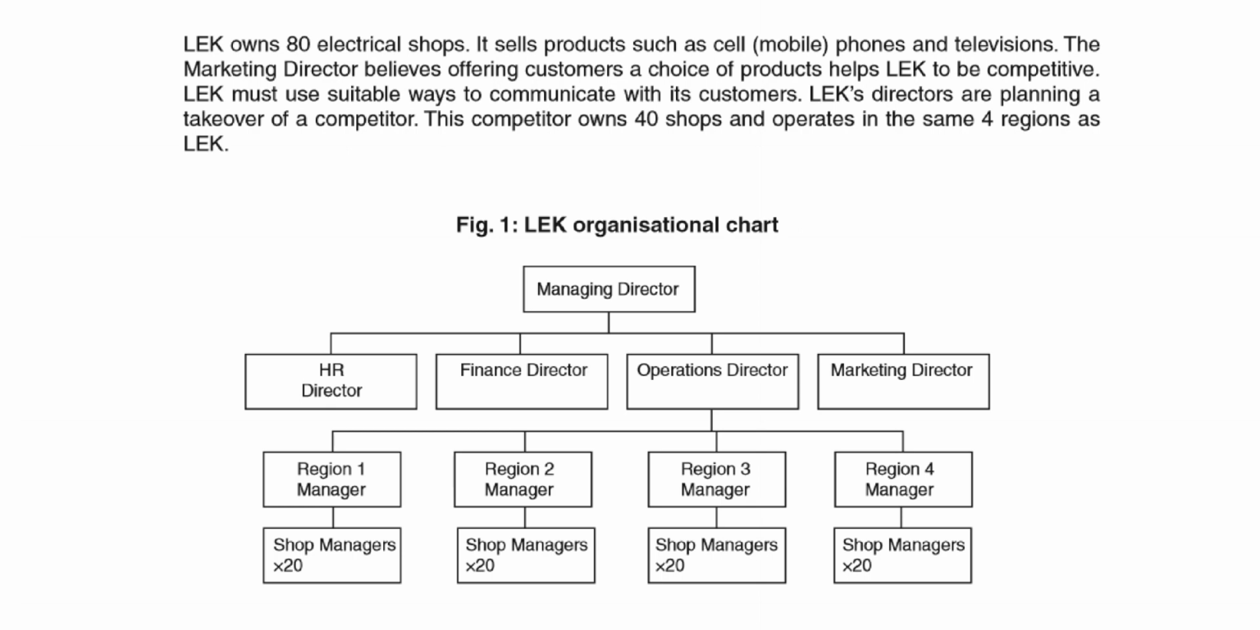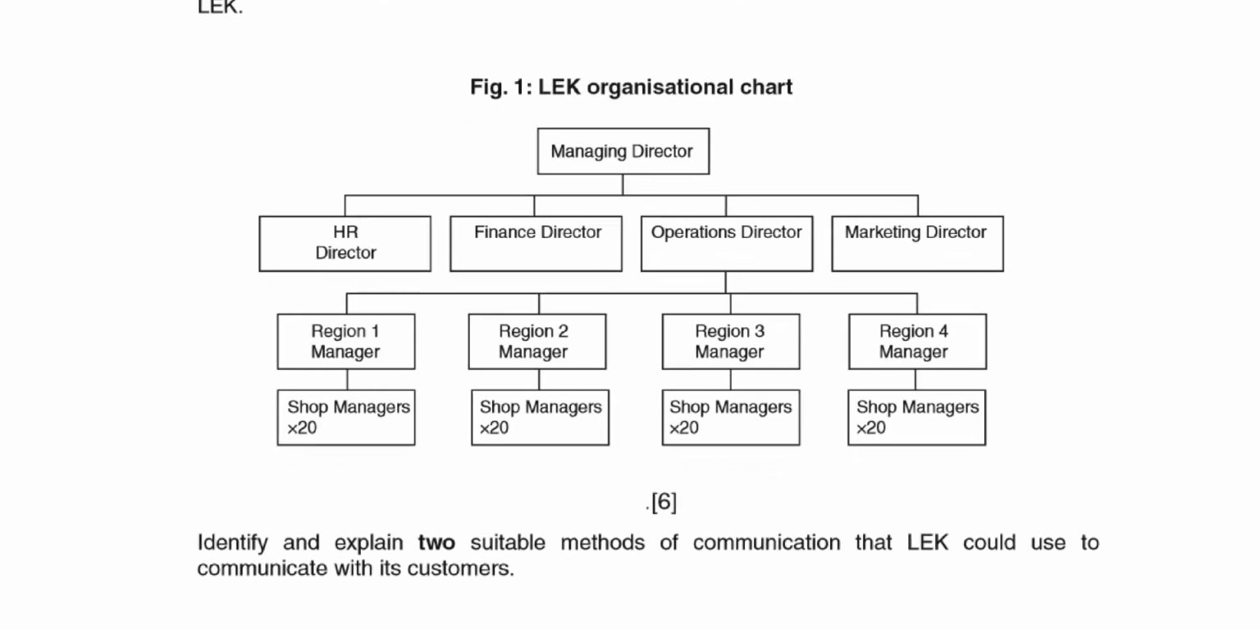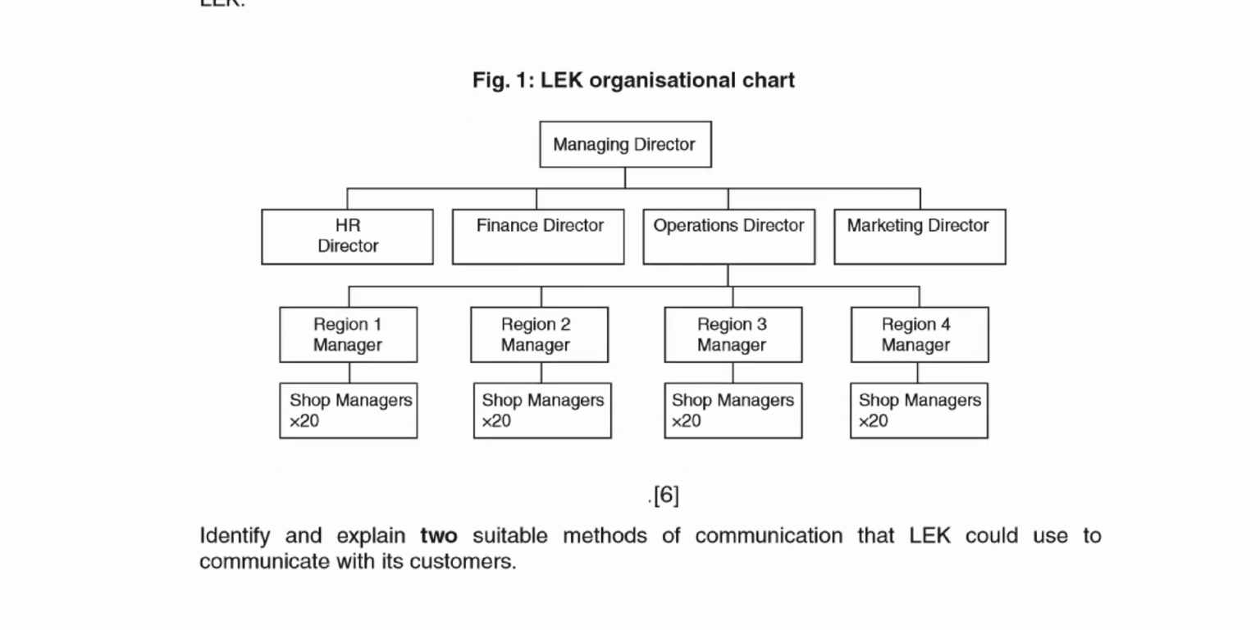If we have a look at figure 1 and their organisational structure, we can see the managing director has a span of control of 4, the different functional directors such as HR, finance, operations and marketing. And we can also see the operations director has another span of control of 4, the regional managers, and then each regional manager has a span of control of 20 shop managers.